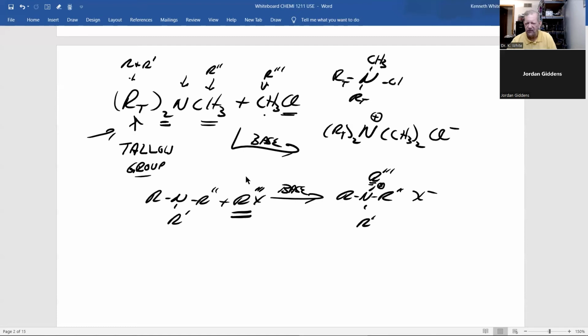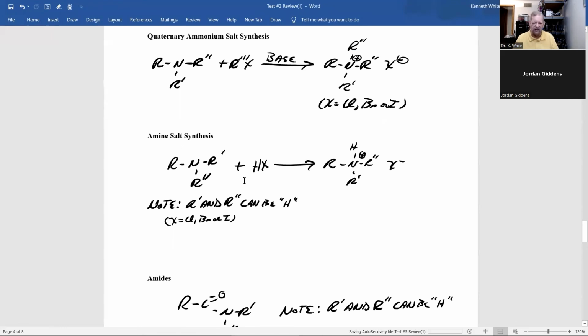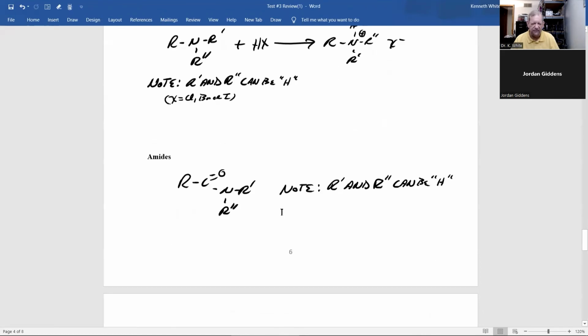And there's other ways you could write it too, but these are the two most common. And that is dimethyl ammonium chloride. And for many years, that was the only molecule used as a fabric softener. I know, I worked for one of the two companies in the world that made it. All right, now, amines are bases. You take an acid and react it with an amine base, you'll make the amine salt. And remember, R prime and R double prime can be hydrogen.